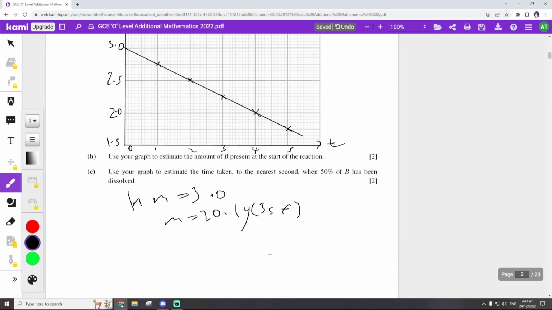Okay, use your graph to estimate the time taken, to the nearest second, when 50% of B has been dissolved. For this we take ln 10.05, which is half of 20.1. Of course, you could just take 3 minus ln 2. That also works. You'll get 2.3076, 5SF. And where is 2.30? This is closest to 2.30. So that will be here. So you look for this point and you see where it intersects the line.